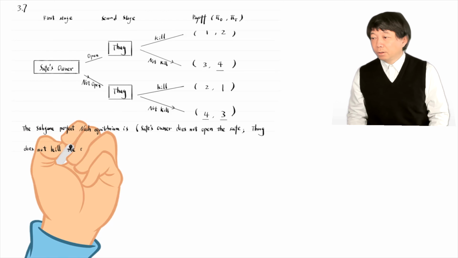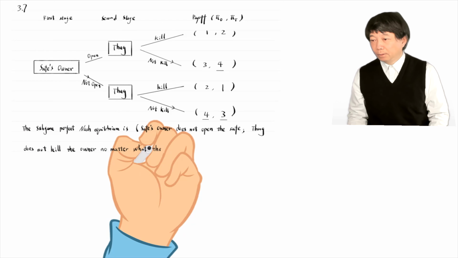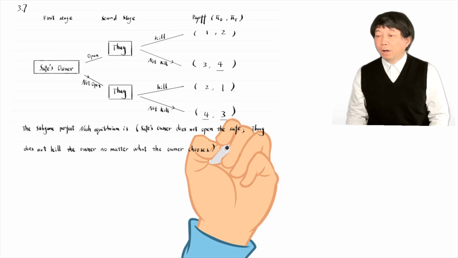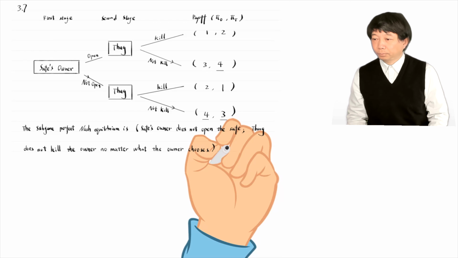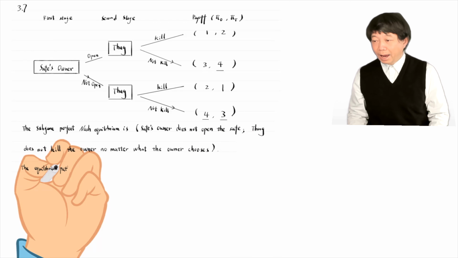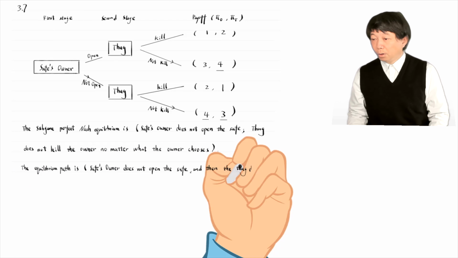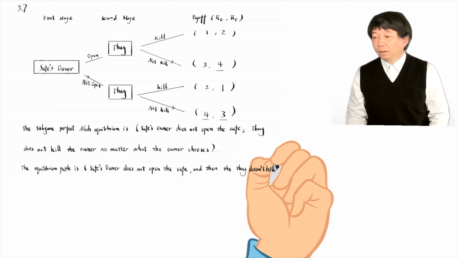Remember that a strategy is a plan that specifies the full set of actions conditional on its rival's actions. So we write the thug's strategy in the second stage as above. The equilibrium path is the path with 2 arrows. The safe's owner first does not open the safe, and then the thug does not kill him.